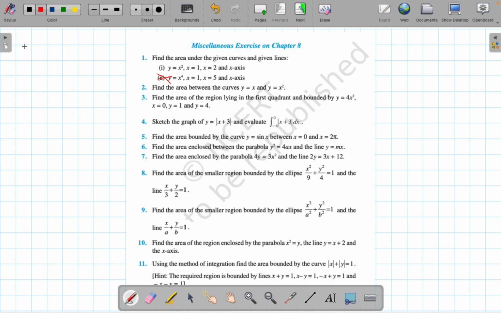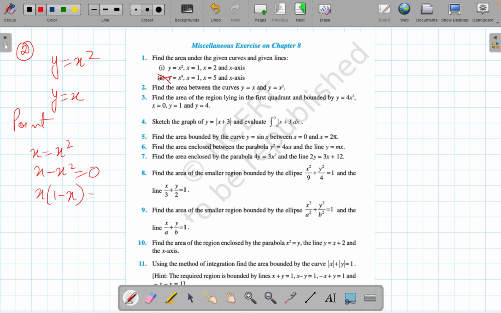Similarly, for the next question, question number 2, again y is equal to x square is a parabola and y is equal to x is a line. Let's find out the point of intersection. So you know for the point of intersection, we put this value in here. So x is equal to x square. I have highlighted this in the previous video also. Never cancel, okay? Always factorize. So we get the points of intersection as 0 and 1.